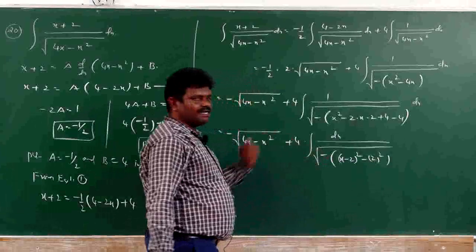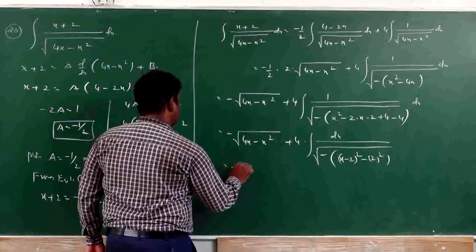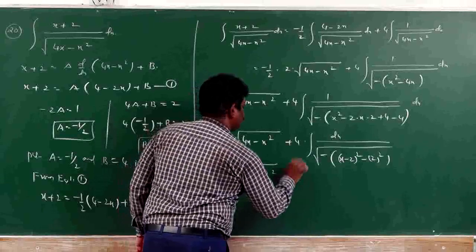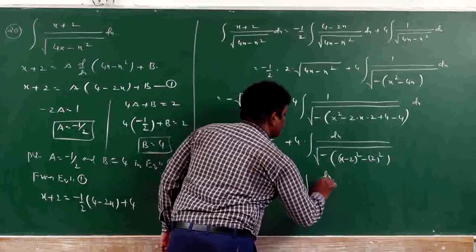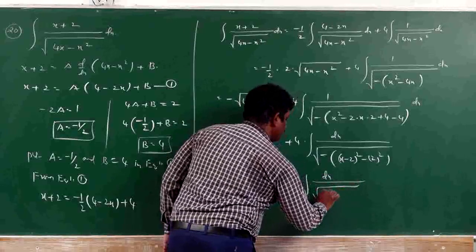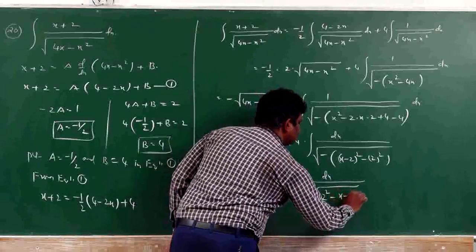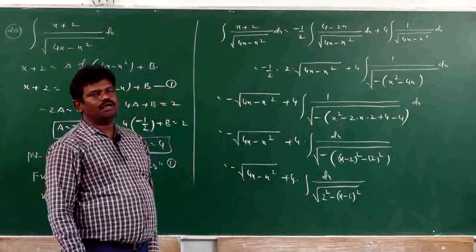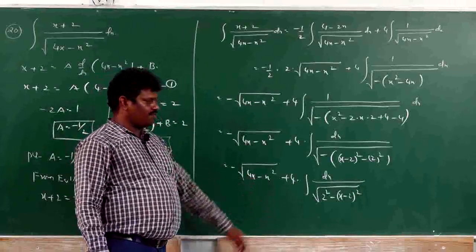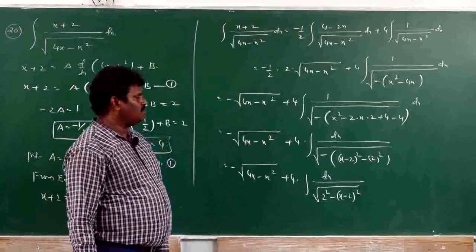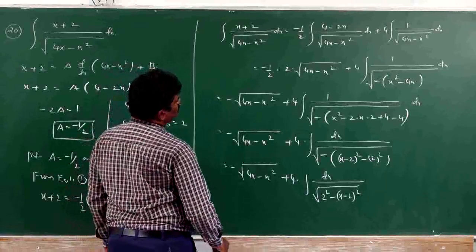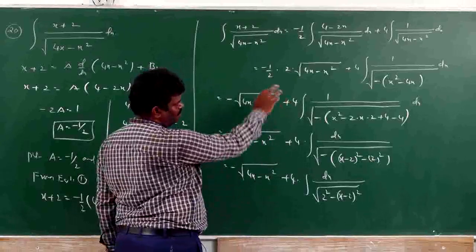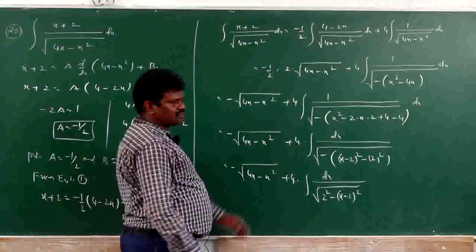Okay? Now taking minus common, we write minus square root of 4x minus x square plus 4 into integral dx by square root of 2 square minus half of x minus 2. What is the formula? Integral dx by square root of a square minus x square is sine inverse of x by a. So that is equal to, once integration is completed, we add the constant c1 here.